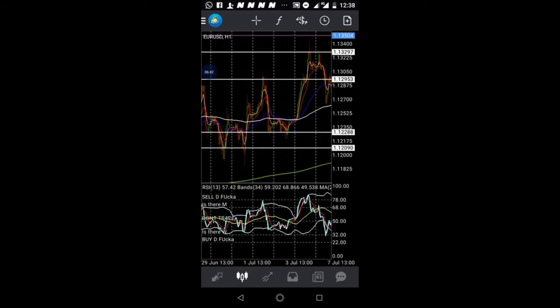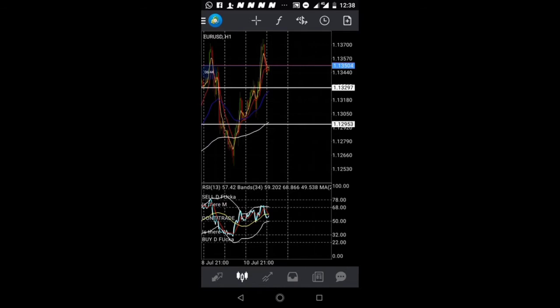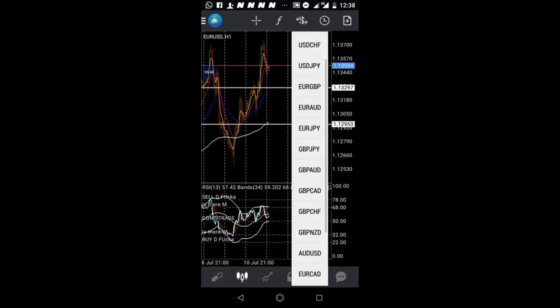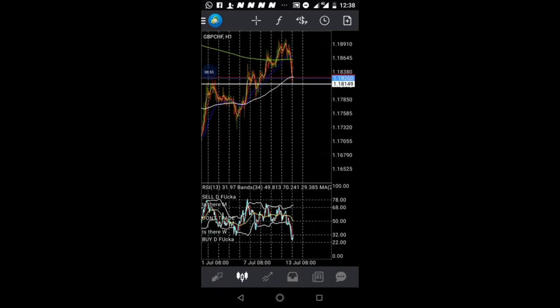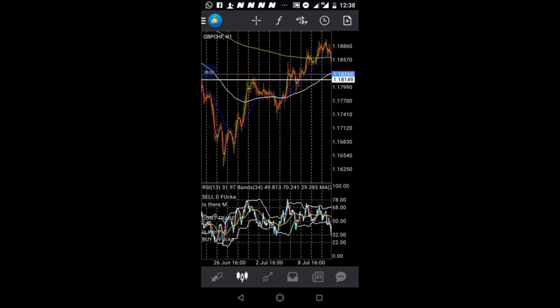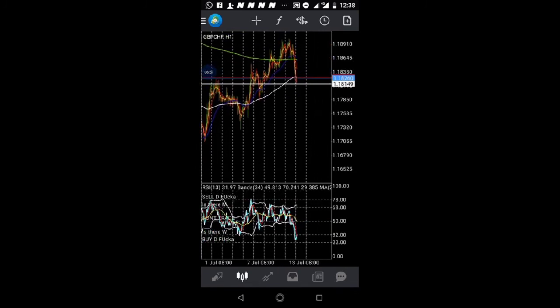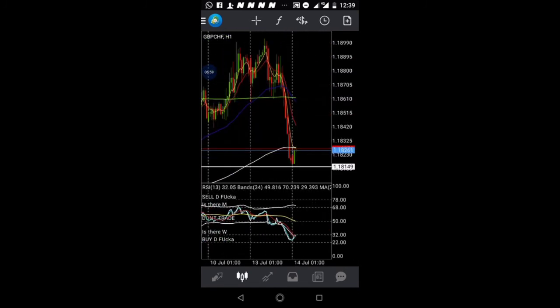Let's look at the GBP pairs right here. Let's start with the GBP-CHF. The GBP pair has been rallying up for about 2 weeks now, and yesterday we had a very huge drop. If you check my previous video, I've been telling you guys I would go for buy opportunities only, except the Euro USD breaks below this zone here.